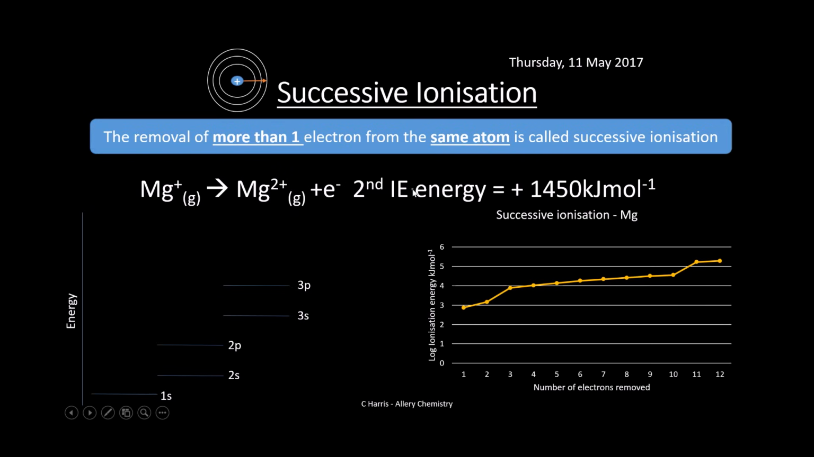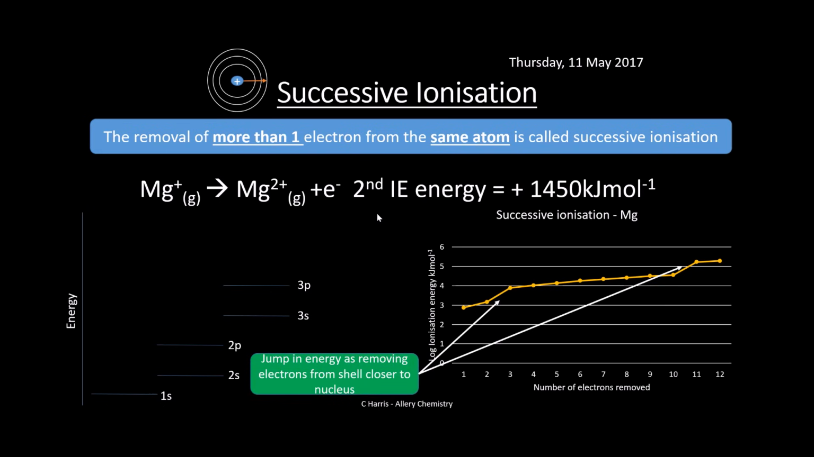This is called the second ionization energy. It has a value of plus 1450 kilojoules per mole. Again, endothermic because we require energy to remove it. Now you can see we've got these jumps in this graph here. This is the removal of electrons from magnesium. Okay, we've got jumps here.